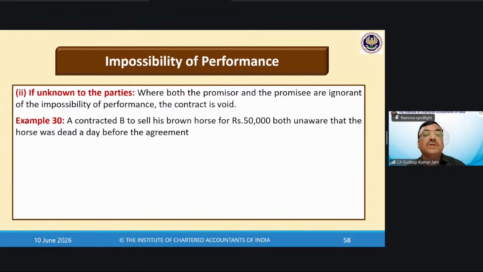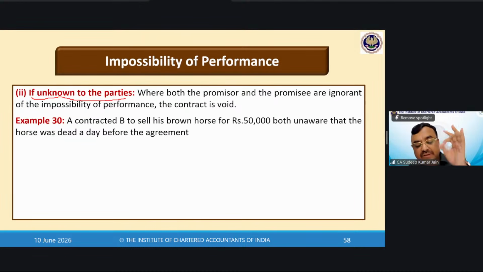If unknown to the parties, they have no idea they are entering a contract of which performance is impossible. Where both the promisor and promisee are ignorant of the impossibility of performance, the contract is void in itself. See the example: A contracts with B to sell his brown horse for 50,000. Both are unaware that the horse was dead a day before the agreement. The contract is void.